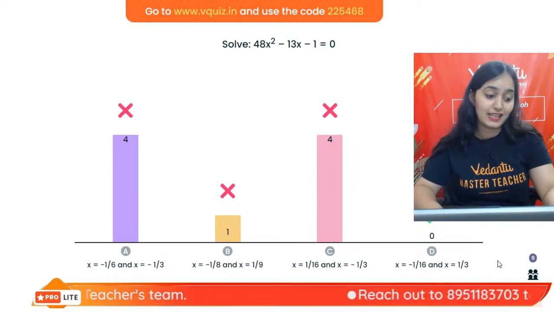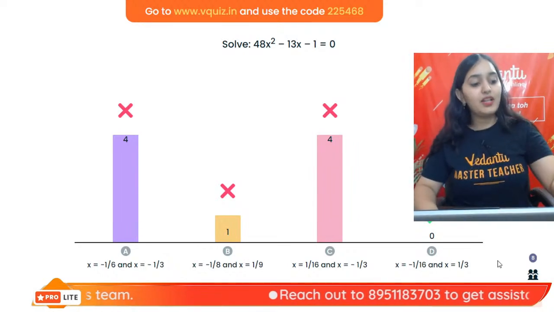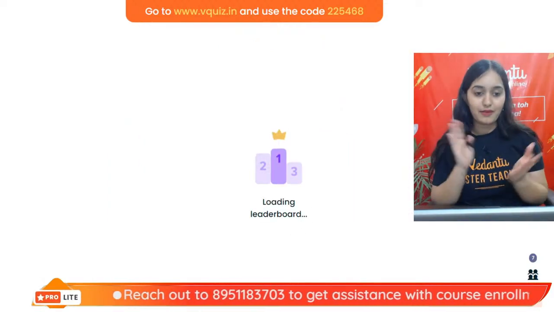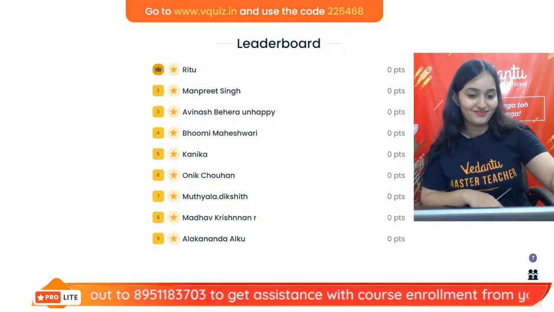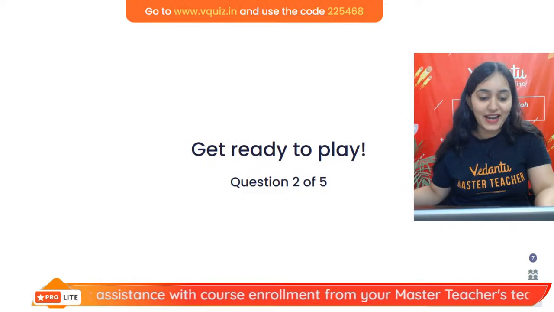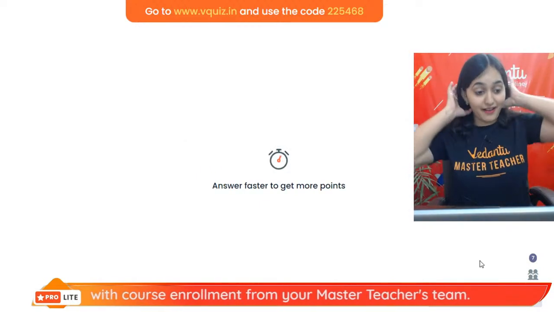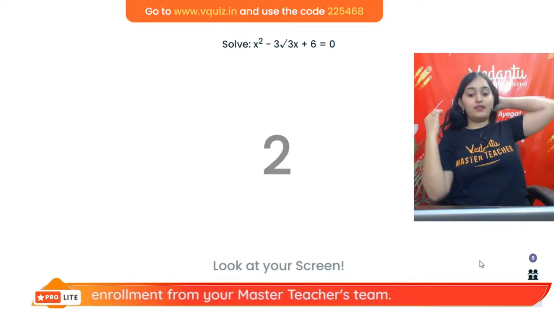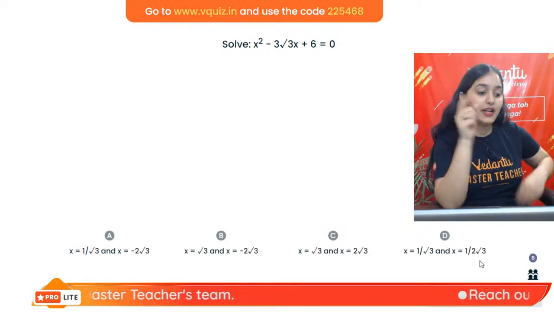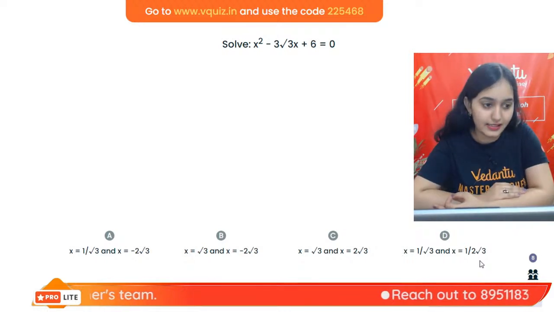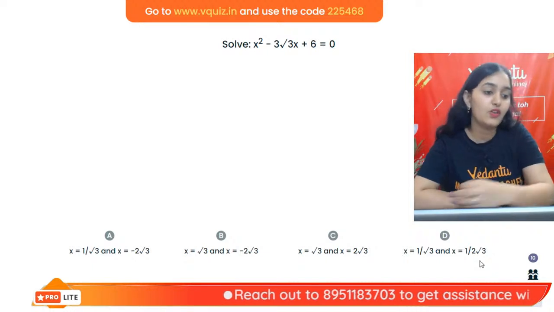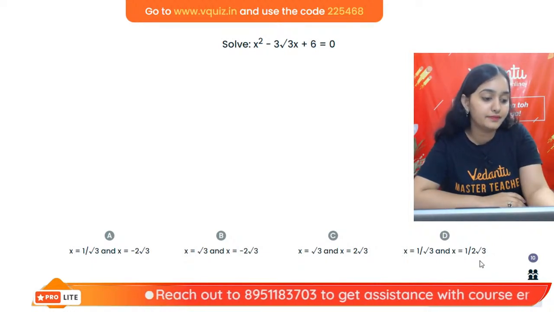Option A and C is not the right answer. Time kam pad gaya. That can be one thing. Okay, agle question se zyada time milega aapko. So, on the leaderboard, we have nobody as right because nobody could do it right. Koi baat nahi. Now, 1 minute 30 seconds given to you all. Solve this. X square minus 3 root 3x plus 6 is equal to 0. Apply the quadratic formula.